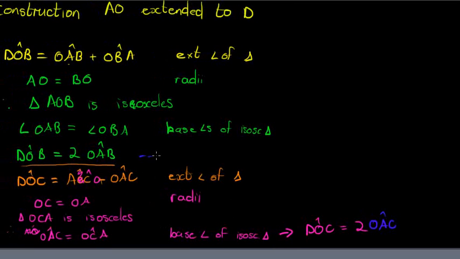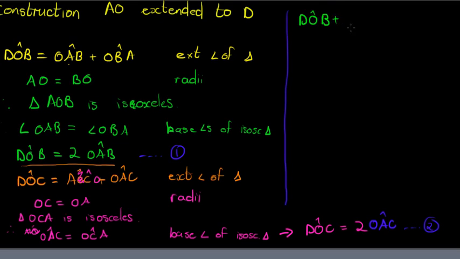And now I have 2 equations here. I've got equation 1 and I've got equation 2. So what I'm going to do next is just add those 2 equations. Okay, so I'm going to say angle DOB plus angle DOC, you'll see why I'm doing that in just a second, is equal to, on this side, 2 OAB, plus, and on this side 2 OAC.